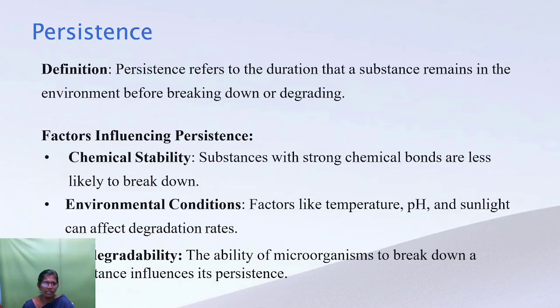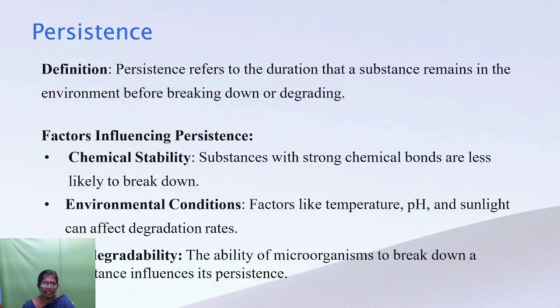Then the factors influencing the persistence. For a long time, how does it persist, what is the reason for persisting for a long time? First one, chemical stability. That is based on the strength of the chemical bonds in the contaminant, or how easy it is to break down. That is based on the strength of the chemical bond.